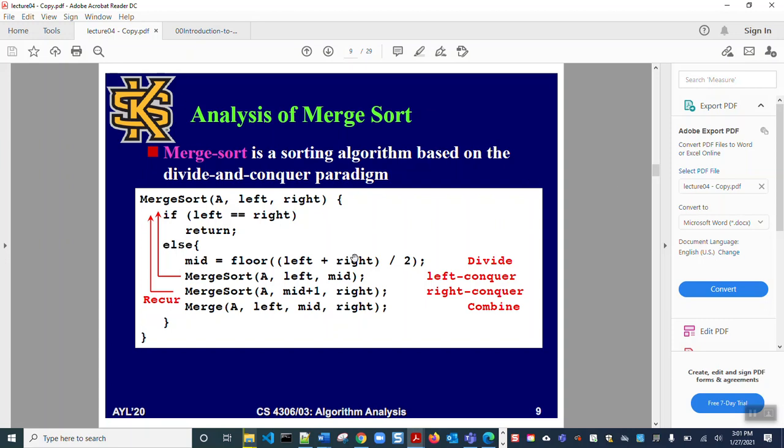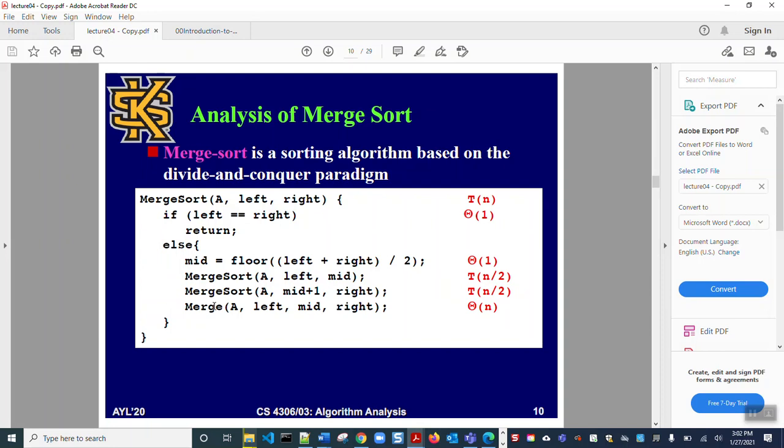So this part is the divide step, this part is the left conquer, this part is the right conquer, so together it is the conquer step, and this is the combine. In this process, the merge sort method is calling itself. Merge sort takes three arguments: the array, left, and right. We need to be careful that we can pass only these three. And this other one is a separate method, the merge method, not merge sort.